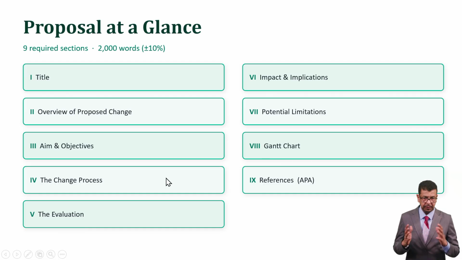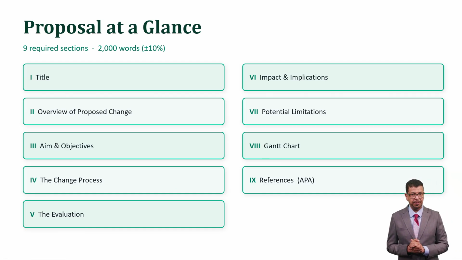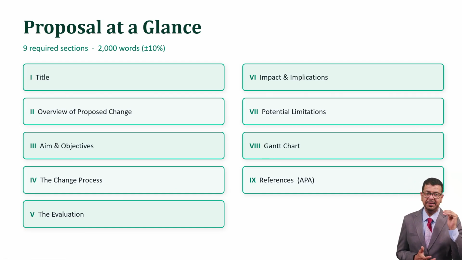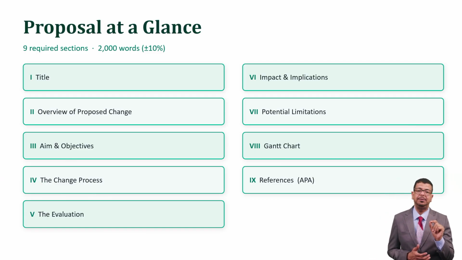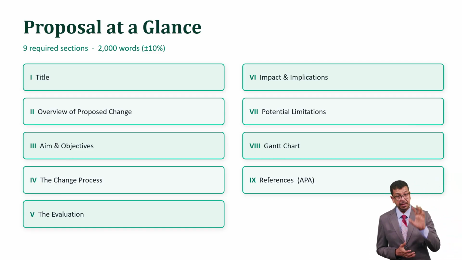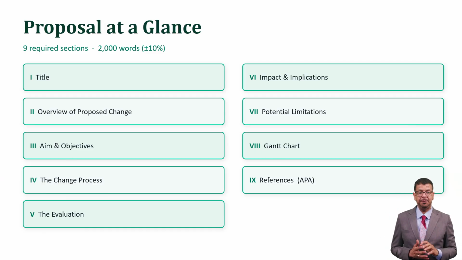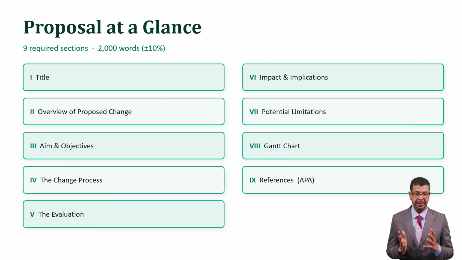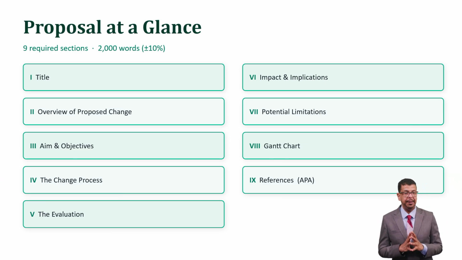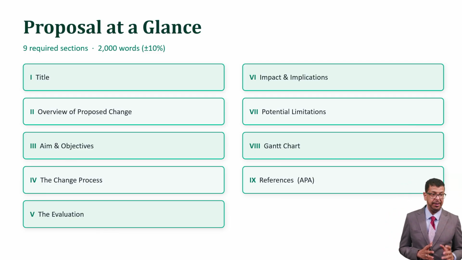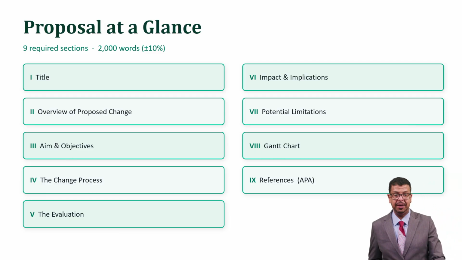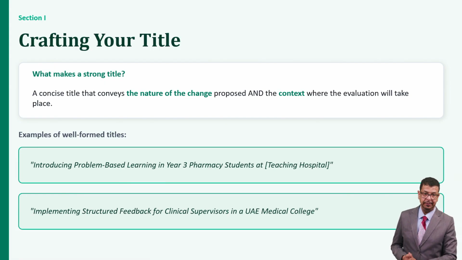So for the Master of Leadership in Health Profession Education, there are 9 requirements for the proposal with the word count 2,000 plus or minus 10. The 9 requirements in the research proposal are the title, overview of proposed change, aim and objective, the change process, evaluation, impact and implication, potential limitation, Gantt chart, and finally the reference, which will be at the end.